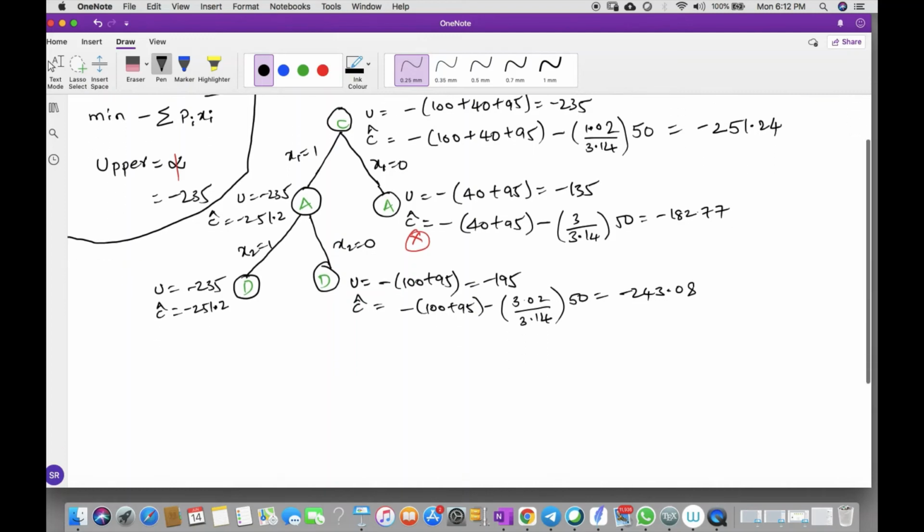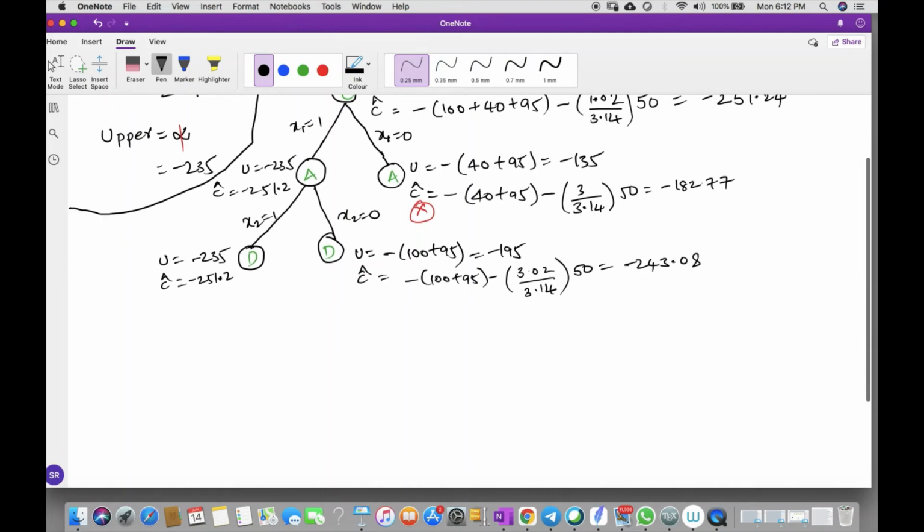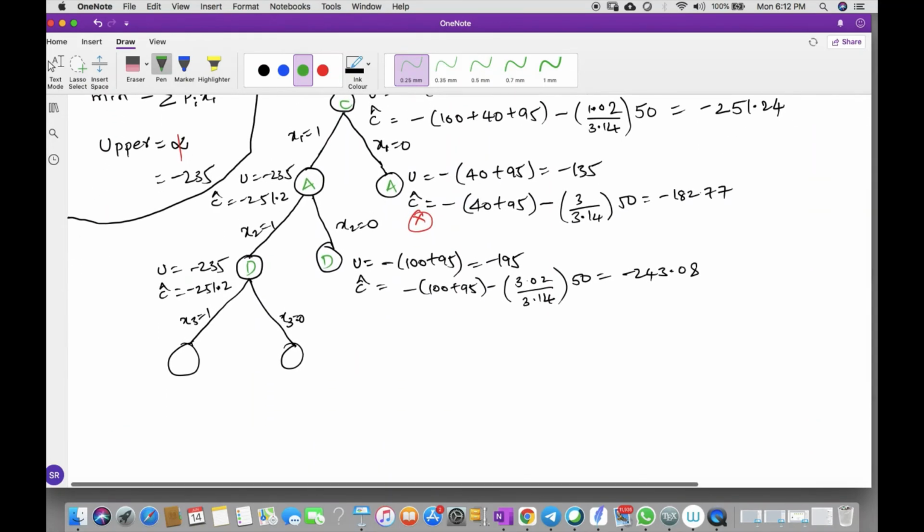So let us now pursue one of these paths. Which of these paths should be pursued? That depends upon the least cost. Here C cap is minus 251, so we pursue this particular node. So here x3 is equal to 1 and x3 is equal to 0. So here after D, our next node is B. So let us consider B here.